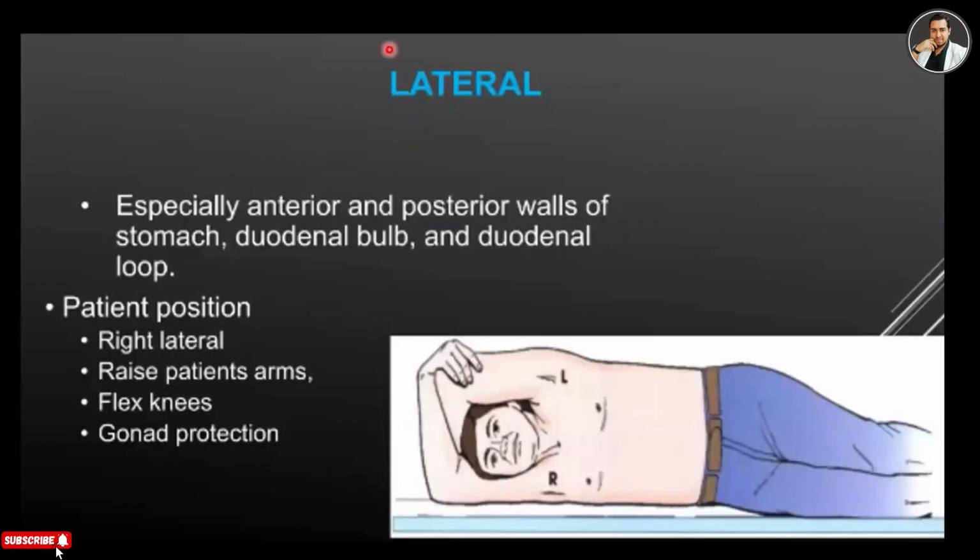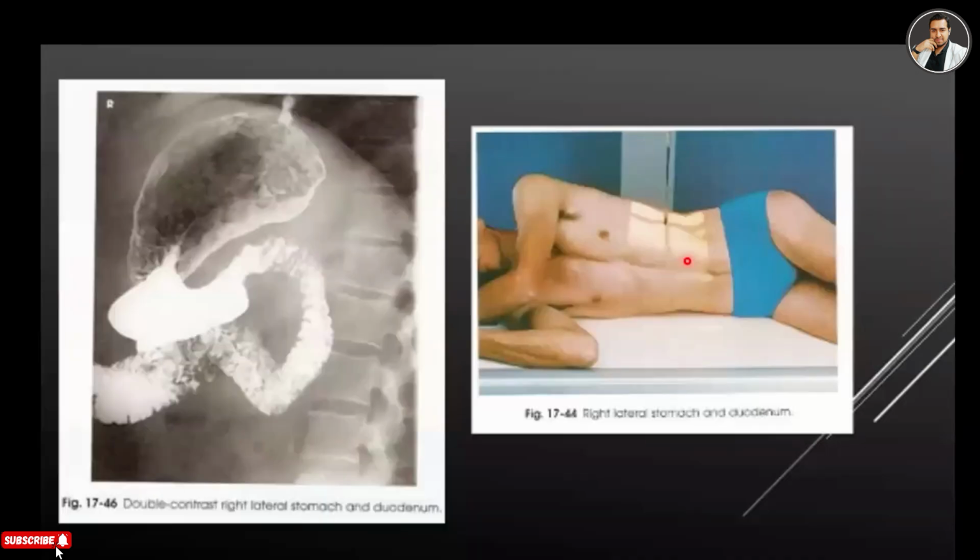And this is the lateral position, and in this position the duodenal valve and duodenal loop are visible. This is the duodenal loop. This is the duodenal cap or valve. This is the second part of the duodenum. The third part and fourth part. So a very good example of the double contrast barium in a barium meal.